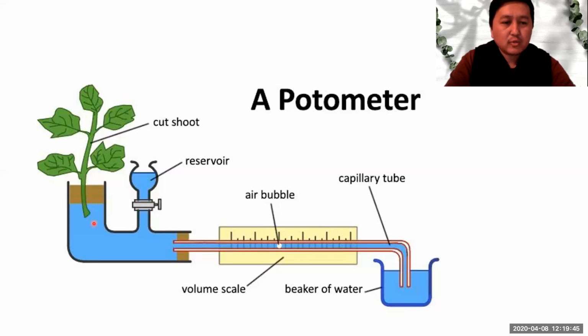Absorb the water through the stem in here. And when the plant takes water from here, the air bubble moves. In a certain period, according to the movement of the air bubble, we can measure the amount of water in the potometer. Now here's a reservoir, and by opening and closing this reservoir of water, we can regulate the air bubble to the set point, and then we can measure the evaporation of the water in here.